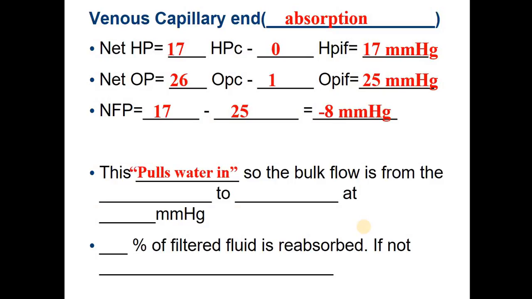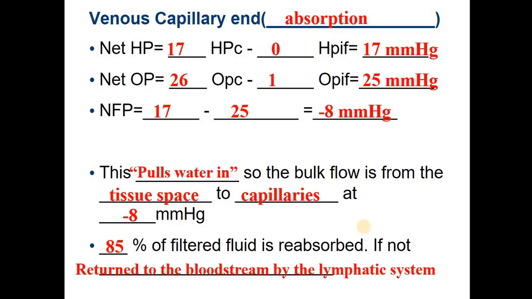So this negative pressure is what's going to pull water in. So the bulk flow is from the tissue space into the capillaries because of this negative pressure. You have about 85% of filtered fluid that is reabsorbed. Anything that's filtered out is going to be reabsorbed or pulled back in. If not, it's returned to the bloodstream by the lymphatic system. Part of its purpose is to catch anything that leaks out of the circulatory system and put it back in, and it flows in the direction of your veins.